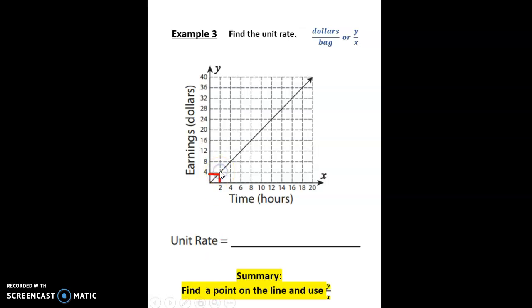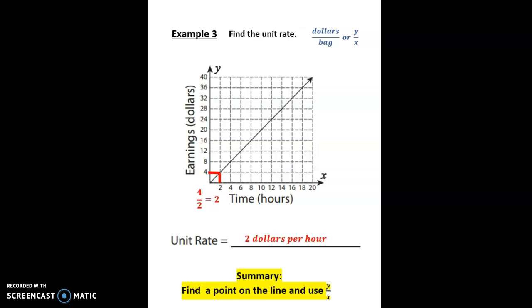So 2 and 4. Now remember, it's y over x. These are the y's, so y goes on top. 4 divided by 2 is 2. So our unit rate is $2 per hour. In summary, you want to find a point on the line and use y over x, and that will give you your unit rate.